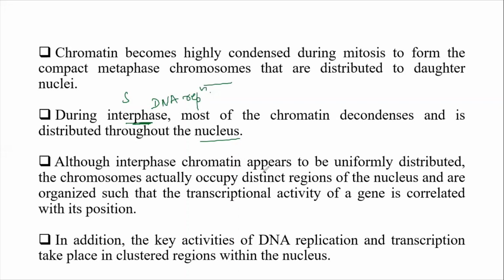Although interphase chromatin appears to be uniformly distributed, the chromosomes actually occupy distinct regions of the nucleus and are organized such that the transcriptional activity of a gene is correlated with its position. In addition, the key activities of DNA replication and transcription take place in clustered regions within the nucleus, and these clustered regions are known as factories. We'll come to that.